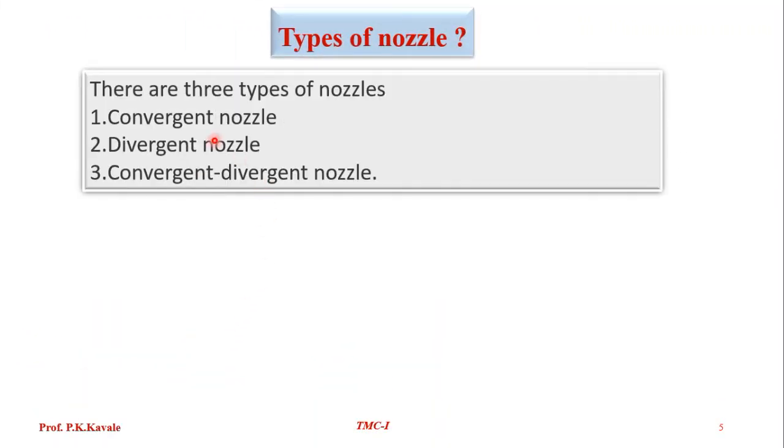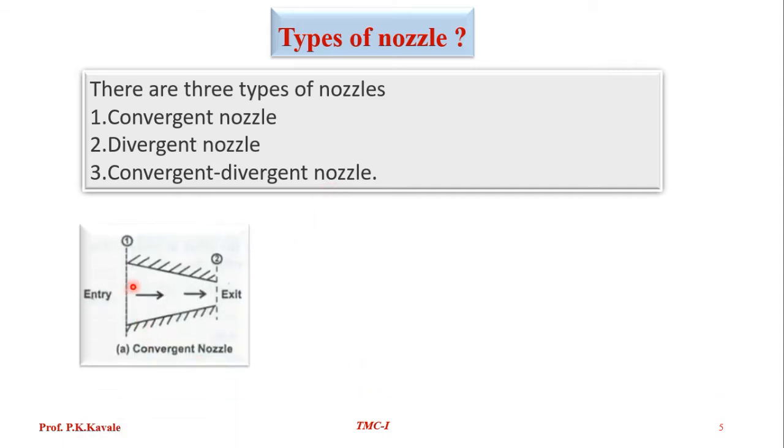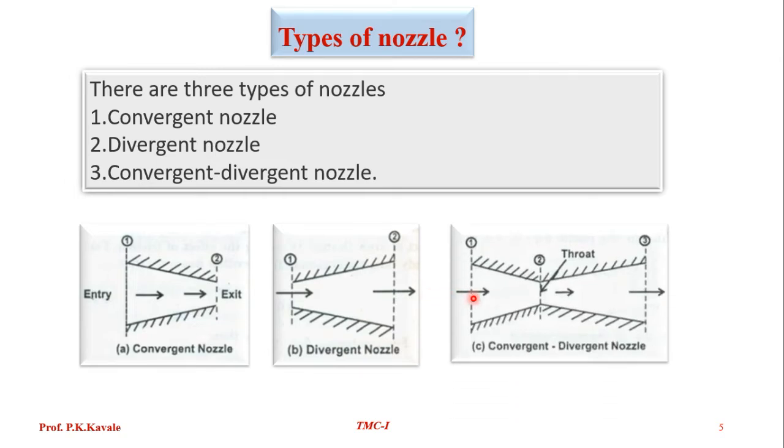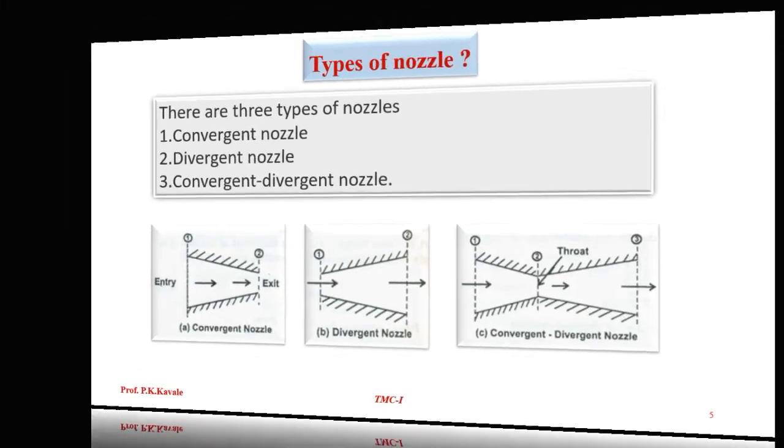Types of nozzles: there are three types of nozzle, convergent nozzle, divergent nozzle, and convergent-divergent, which is a combination. What is a convergent nozzle? Along the path of the fluid, the cross-section area decreases. What is a divergent nozzle? Along the flow path of the fluid, the cross-section area increases. And in the combination of these two, the convergent-divergent nozzle, the minimum area section is known as the throat. So there are three types.